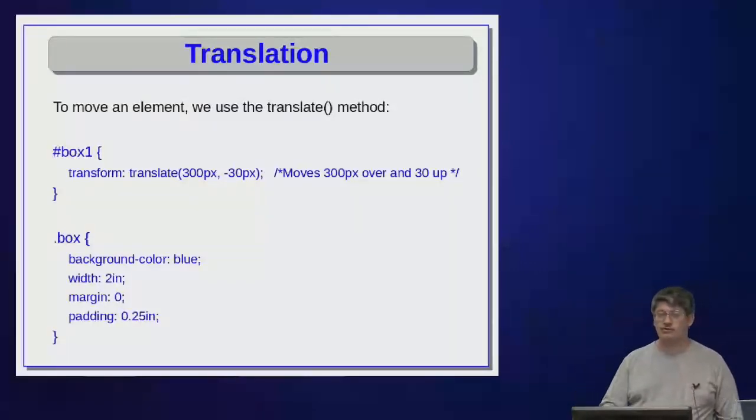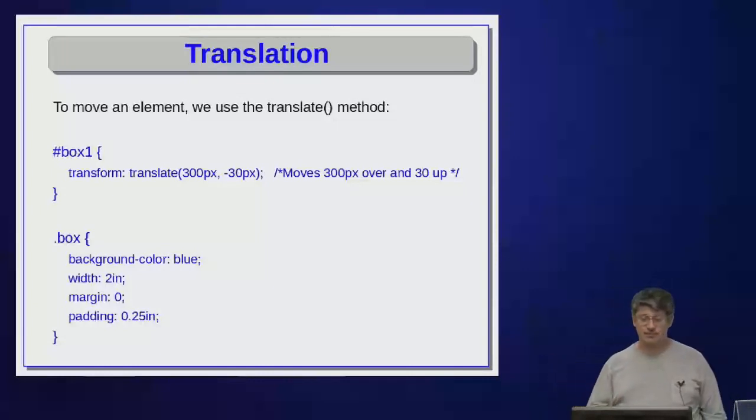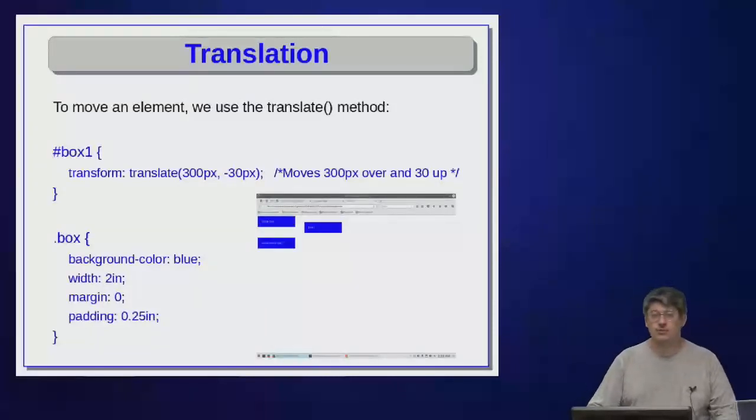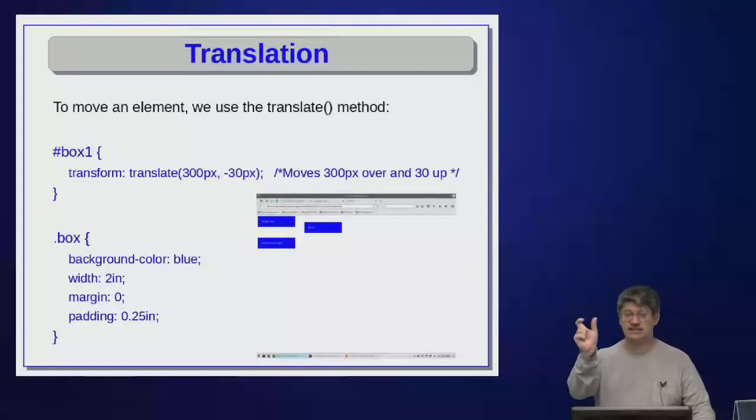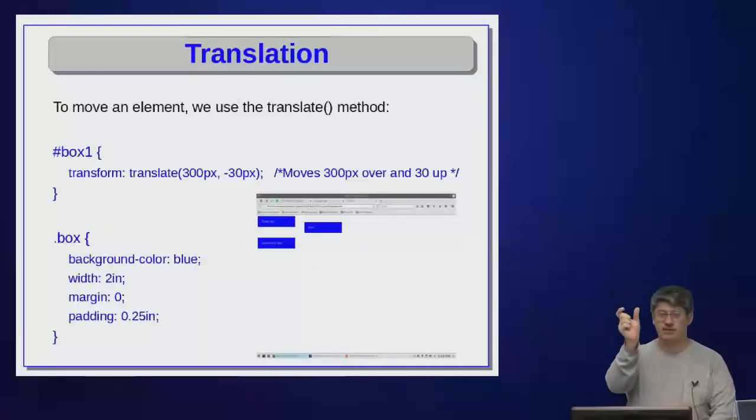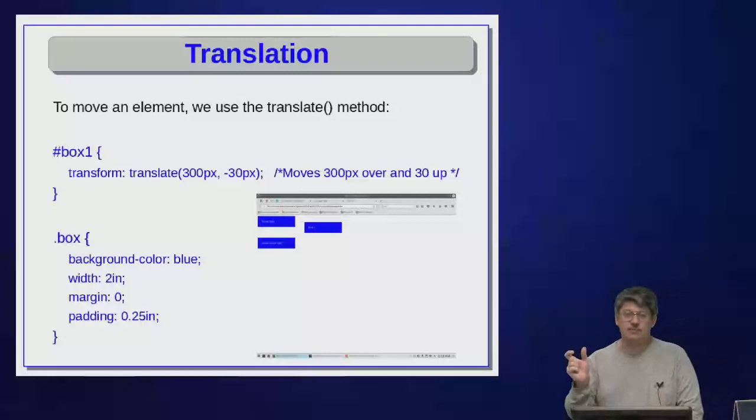And so I'm going to have several of these boxes that I use for examples. So I've put them all into a box class, and I have a rule .box that will match everything in a box class. And I'm setting the background color to blue, the width to 2 inches, the margin to 0, and I'm giving it 1/4 inch of padding. So if I were to render 3 boxes, this is what it would look like. Box number 1 has been translated 300 pixels to the right and 30 pixels up. Now you can see it's been translated 300 pixels to the right because it doesn't line up with the other 2 boxes. Can you tell that it's been moved 30 pixels up?